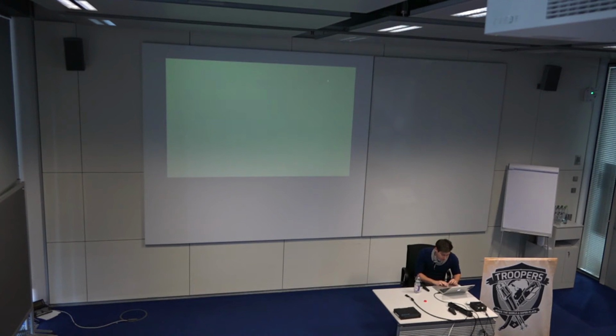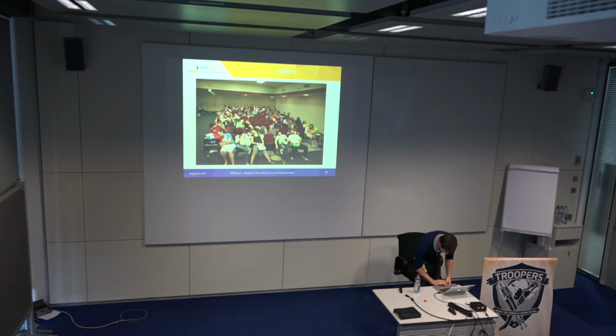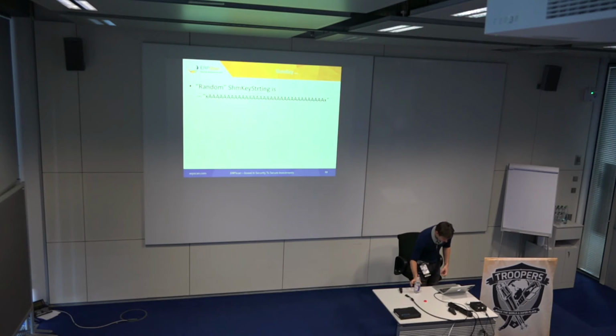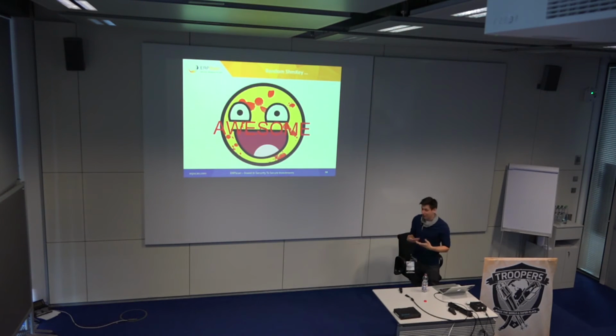Back to our presentation. So the random SHM key string is X33AX. It doesn't look like a really random key. It looks like a very predictable key, and that's very good for us, because probably there exists some situation when the random key is not so random.